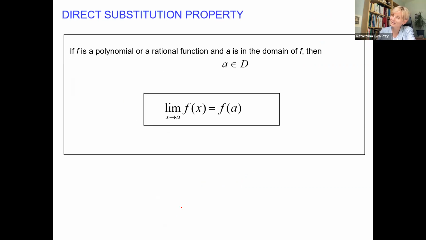Okay, another important and extremely helpful law is direct substitution. If the function is a polynomial or rational function, and a is in the domain of the function, where the symbol means a belongs to the domain, then we may say that the limit of the function as x is approaching a is the same as the actual value f(a).